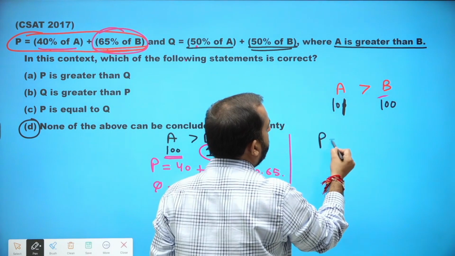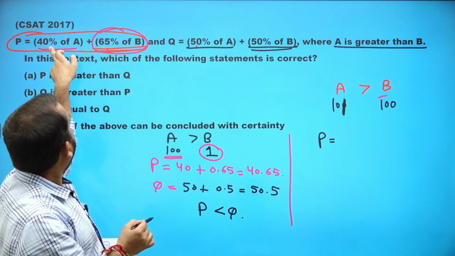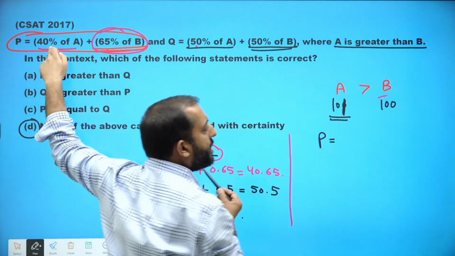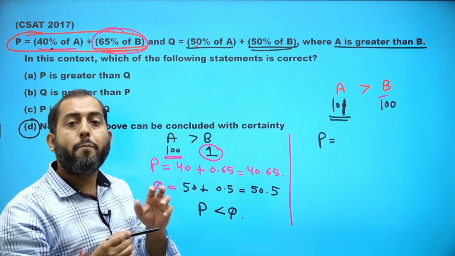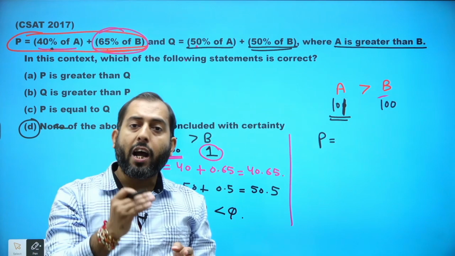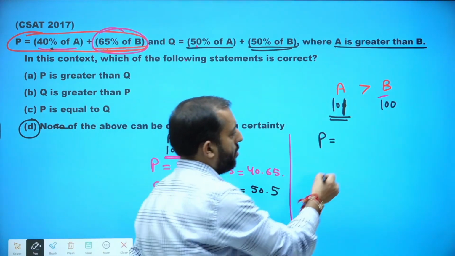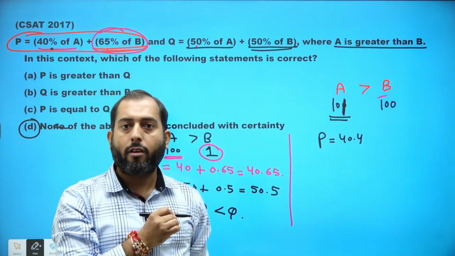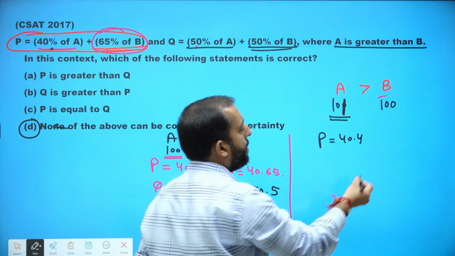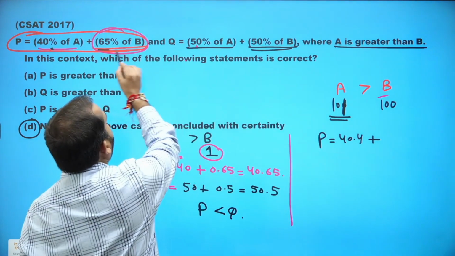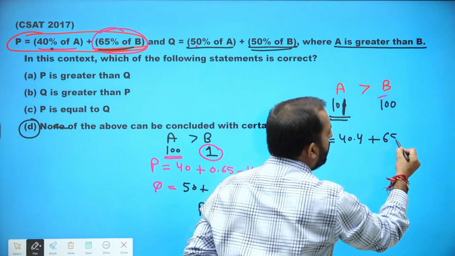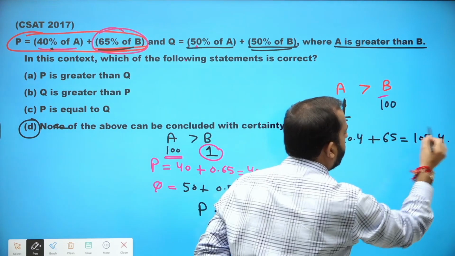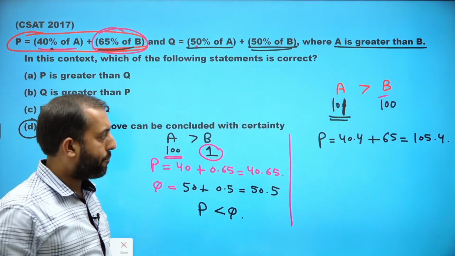So let's talk about P. 40% of A, meaning 40% of 101. 40% of 101 means 40 by 100 into 101, which is 40.4. Plus 65% of 100 means 65 only, which comes out to be equal to 105.4. This is our P now.